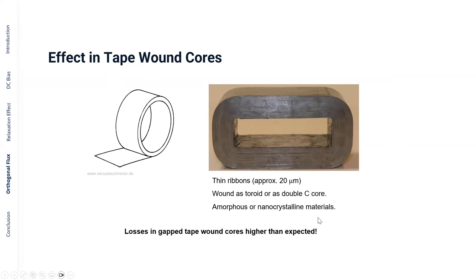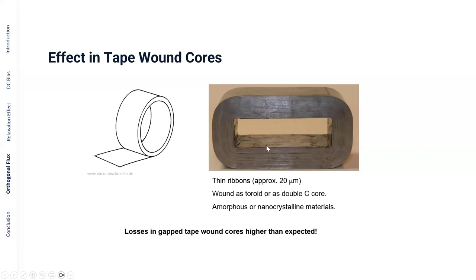Tape-wound cores you usually know under the term amorphous or nanocrystalline materials. However, they are called tape-wound cores because of how they are built. They are basically a tape wound up, as you can see here. Here is a photo of one of these cores. The advantage of these cores is that they have very thin ribbons, and because of this, very low eddy current losses. If you have a flux along the tapes, the losses are quite small because there is almost no path for eddy current to flow.